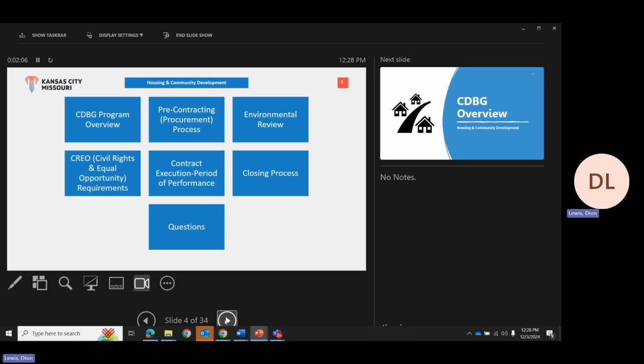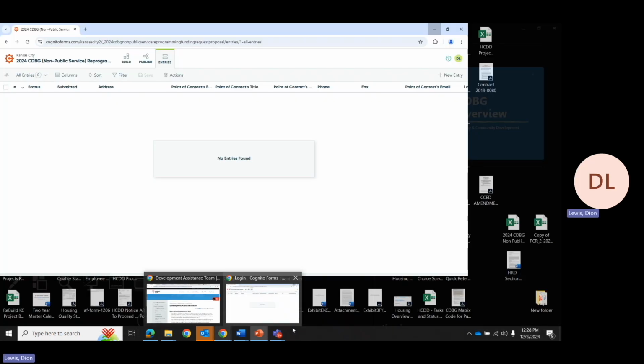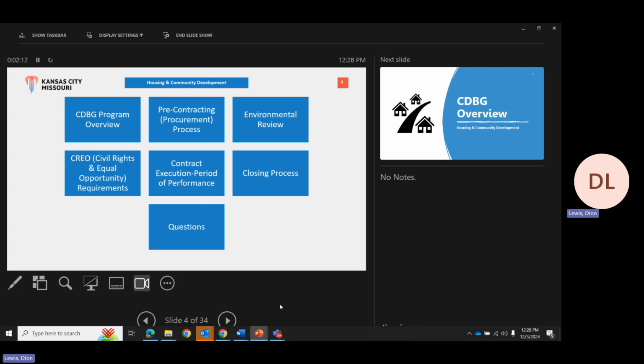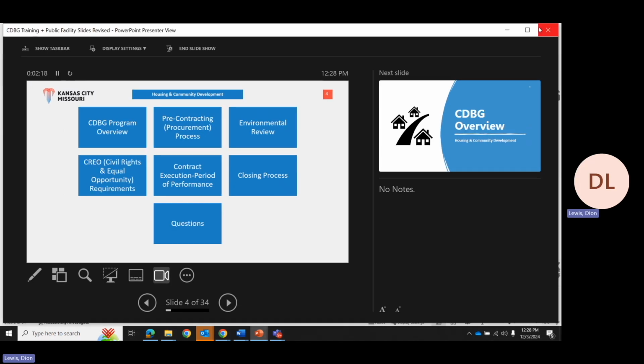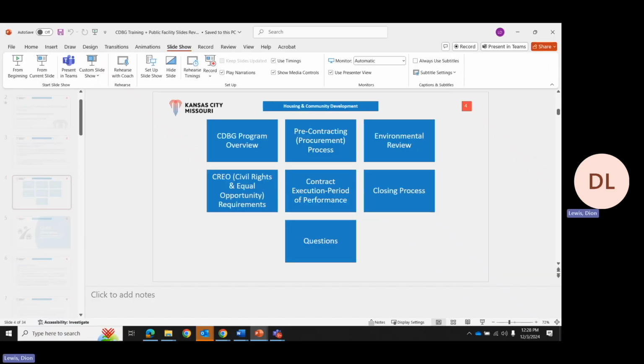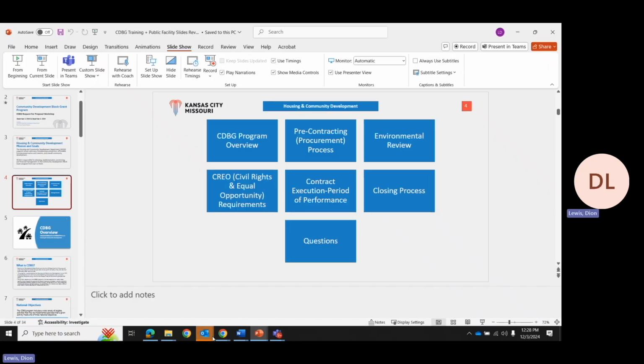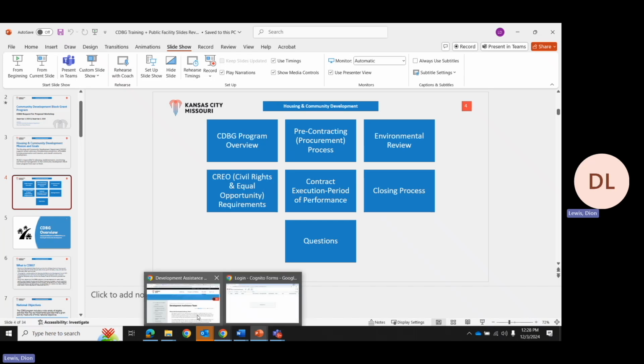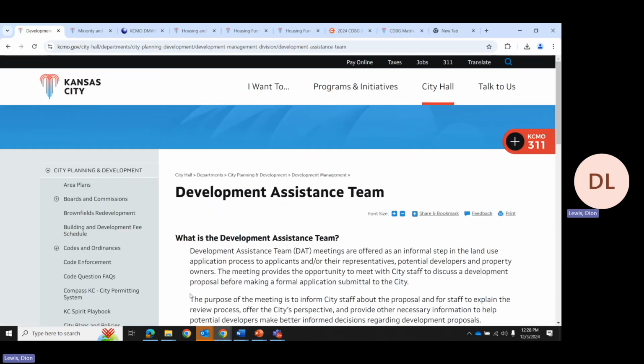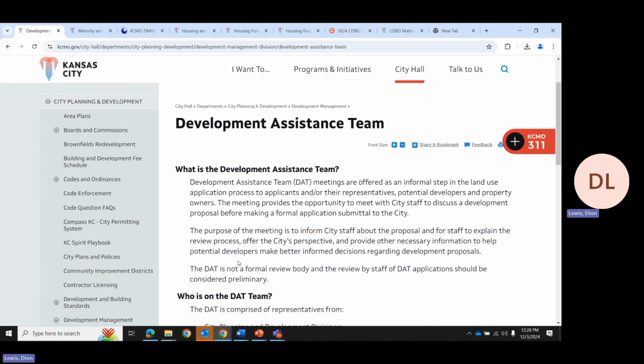And so typically, and we will be making this a standardized process across the board. Did not do it this year for federal, but it will be coming within the next year. But what we do is we highly encourage individuals to start off with our development assistance team.